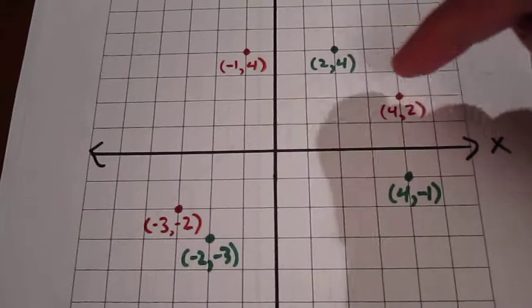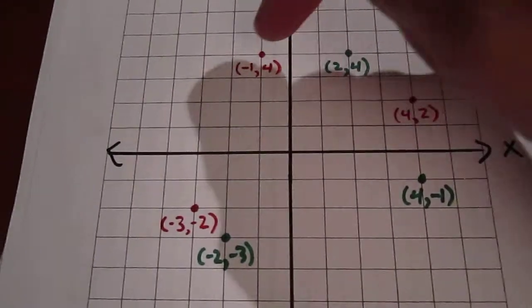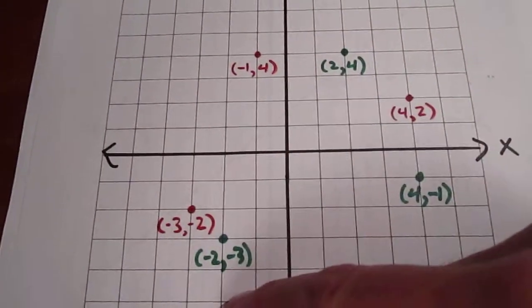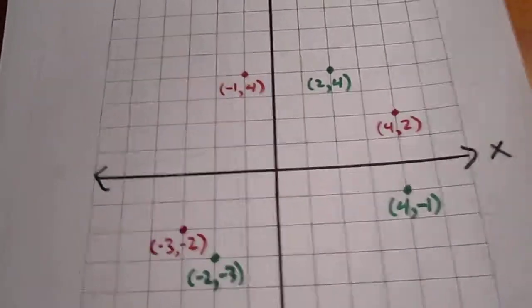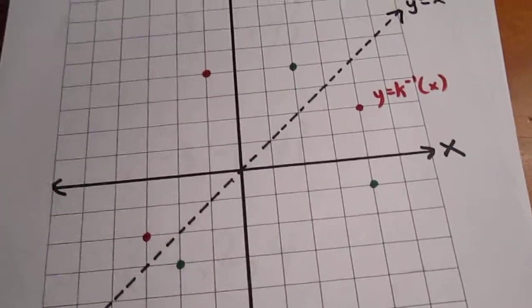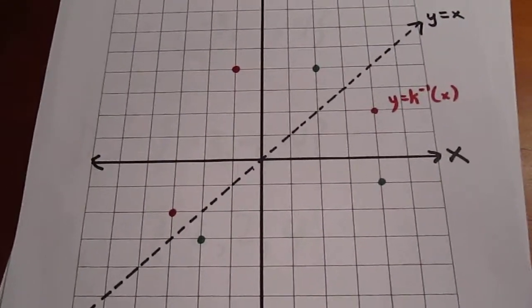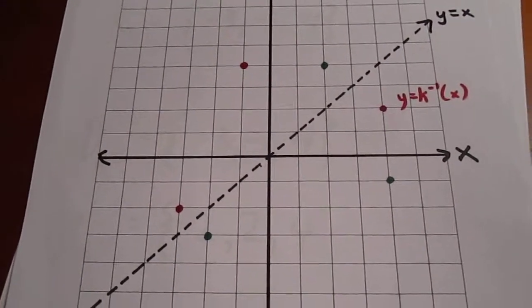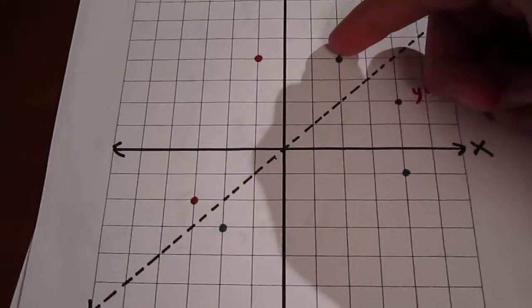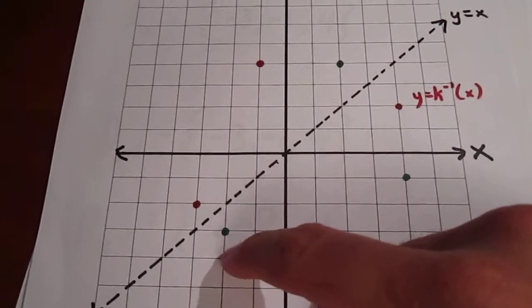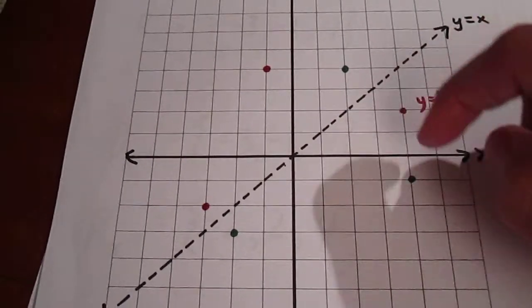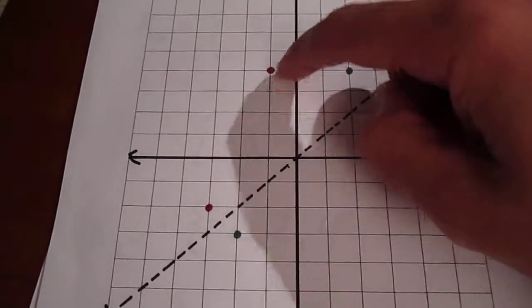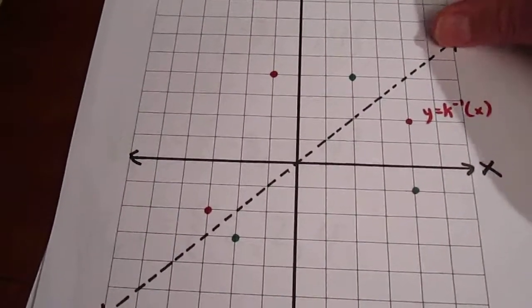So (2, 4) becomes (4, 2), (4, -1) becomes (-1, 4), (-2, -3) becomes (-3, -2). We notice something interesting. What happens here is that the original green function, these 3 points, have each been reflected in the line y = x to give the new red, the inverse.